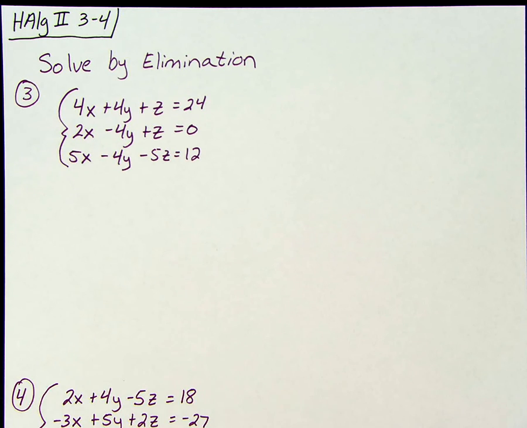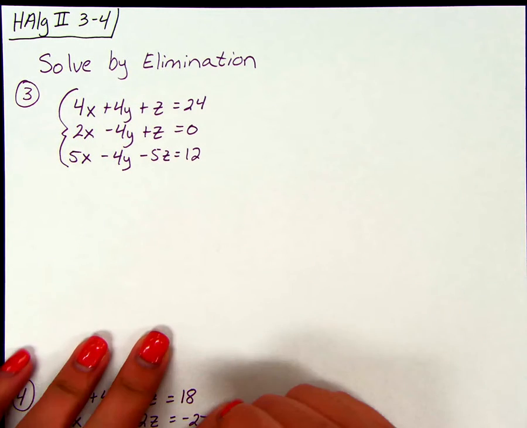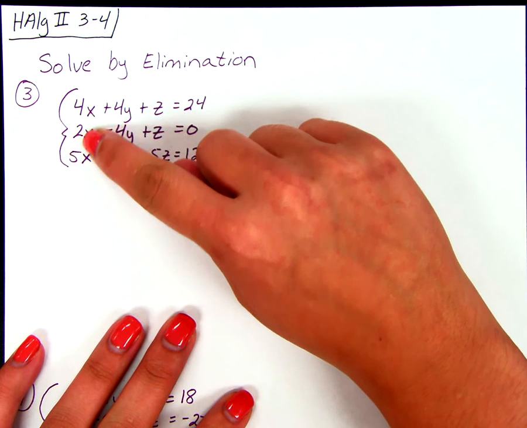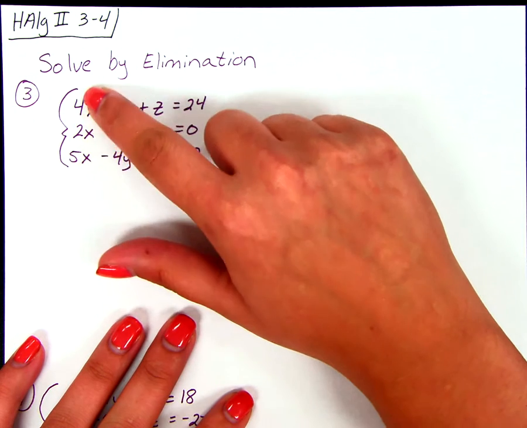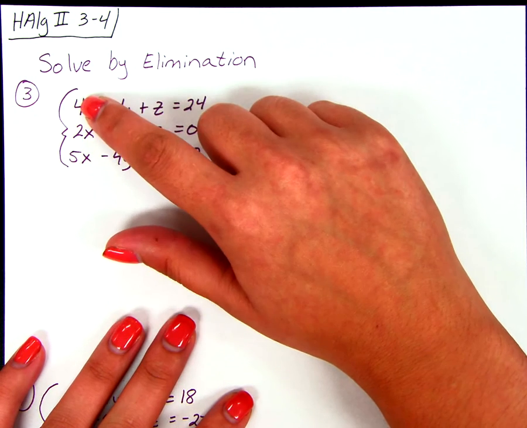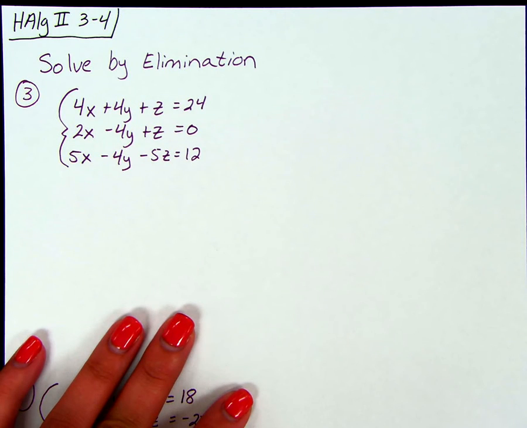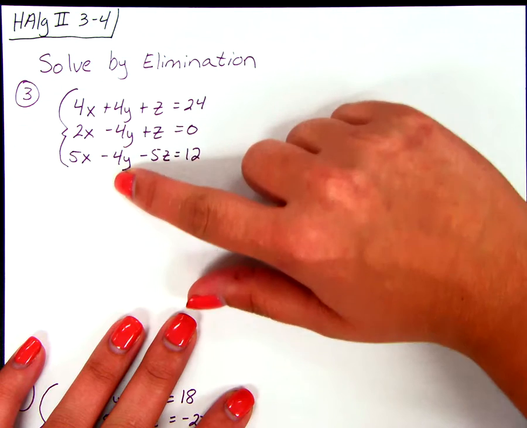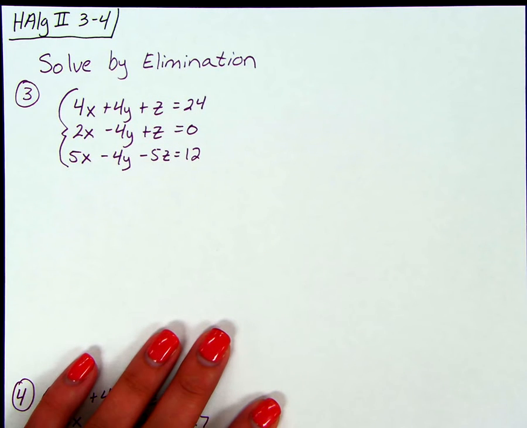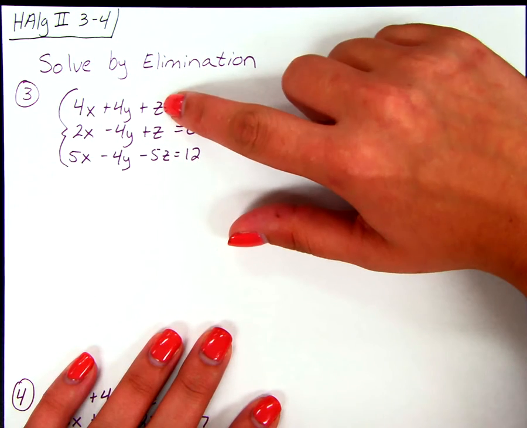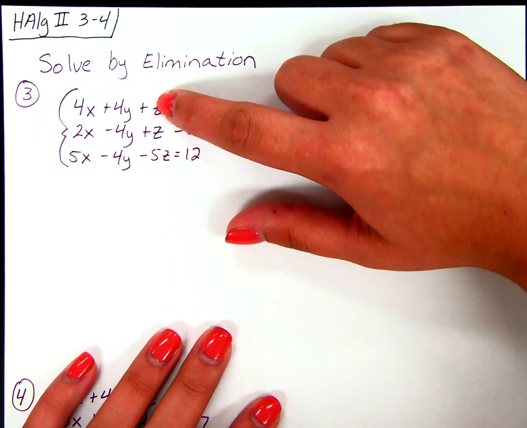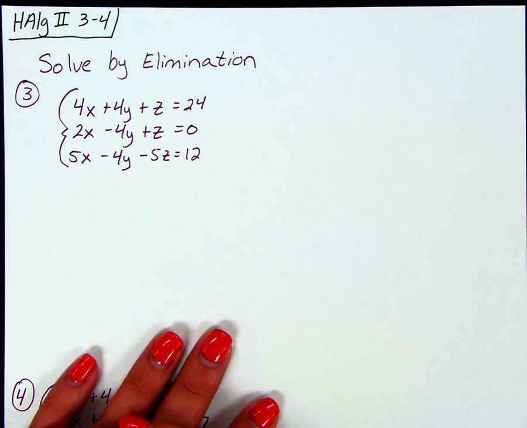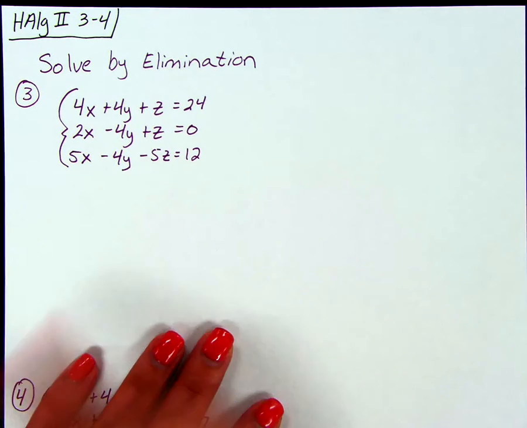So looking at our problem, if I'm going to try to eliminate x, I would need to find a common factor between 4, 2, and 5. So that means that we would have to multiply all three of these equations by something to get that to happen. If I eliminate y, these already have a common factor, so that y would be really easy to eliminate. And if I wanted to eliminate z, I would need a common factor between 1 and -5. So this one also would be fairly easy to eliminate. But for this problem, I'm going to choose y.